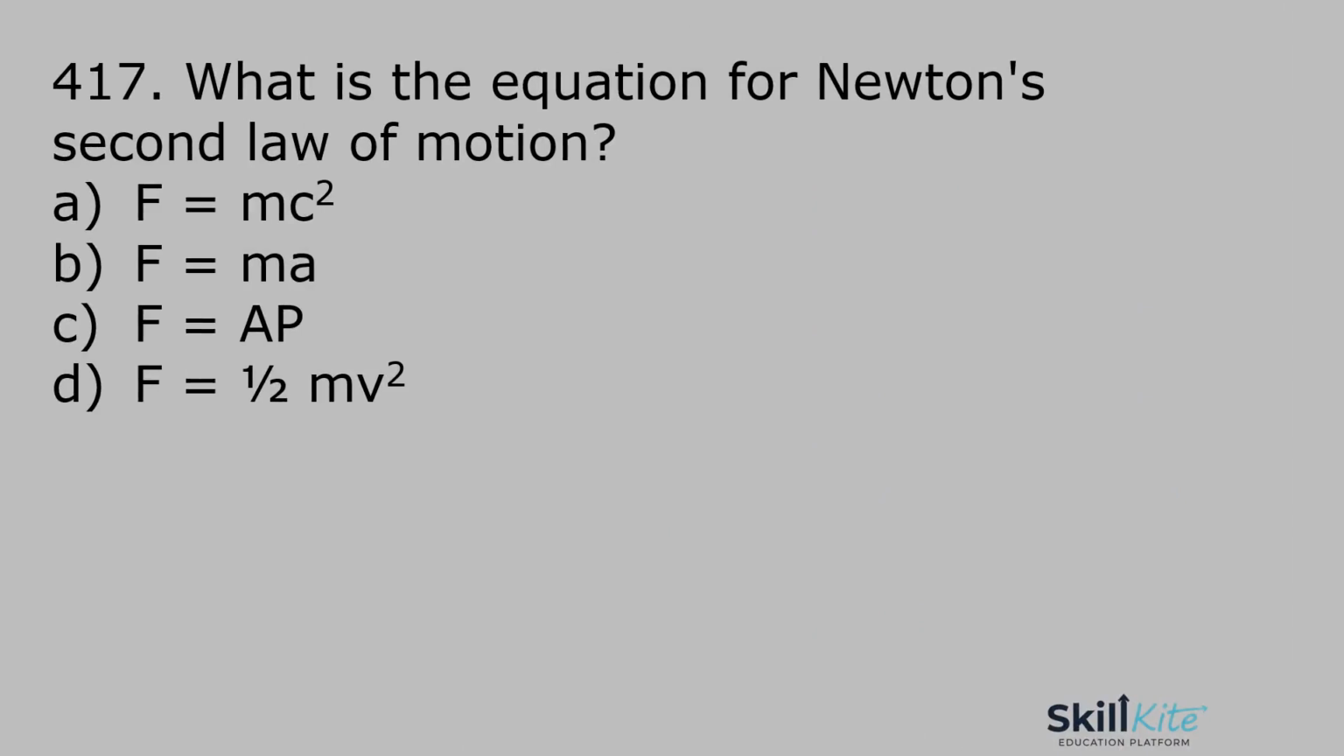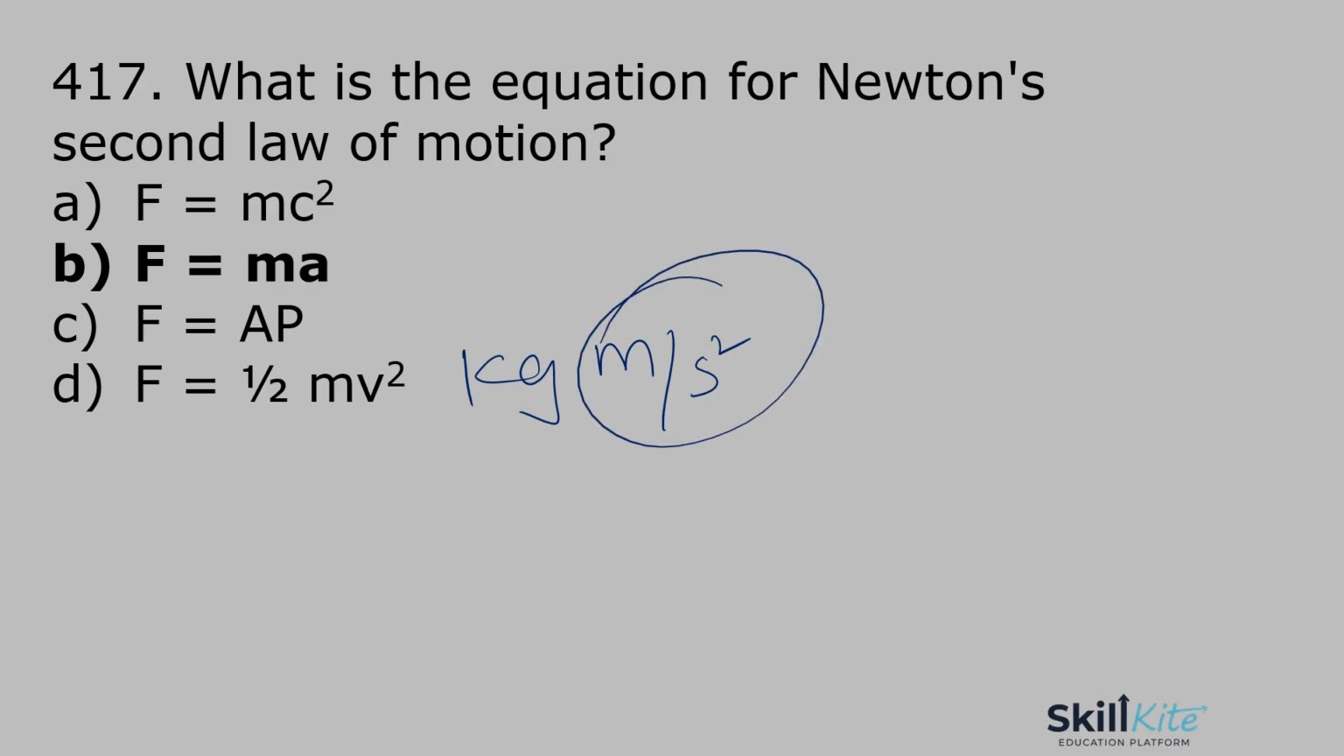What is the equation for Newton's second law of motion? That is F equals ma. We discussed that, right? The rate of change of momentum of a body is directly proportional to the applied force on the body and in the direction in which the force acts. So that is represented as F equals ma. F means force, m is the mass of the object, a means acceleration. Here the unit is kg meter per second squared, so this is for acceleration and this is for mass.